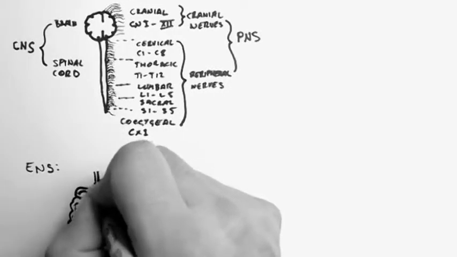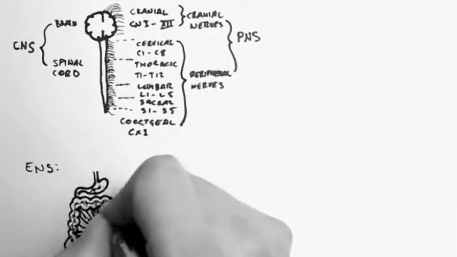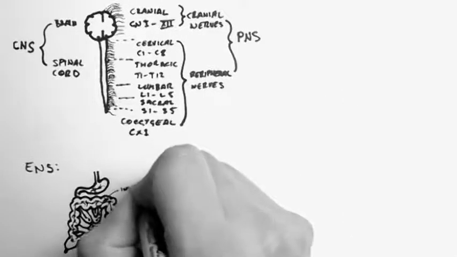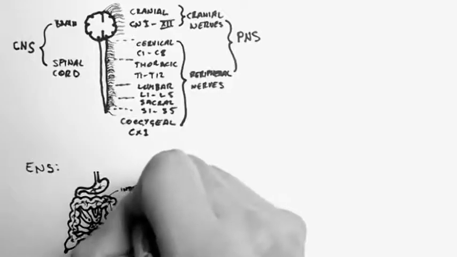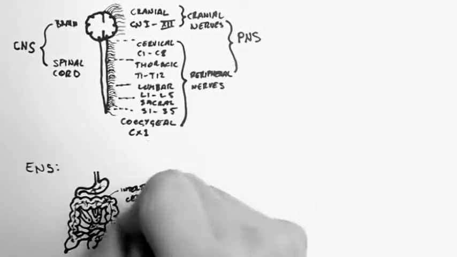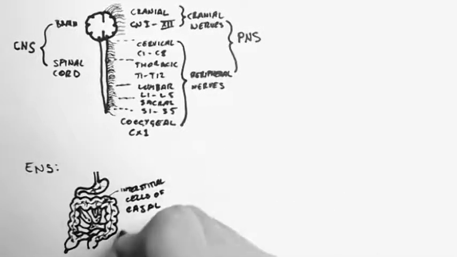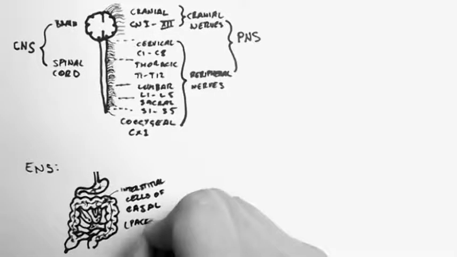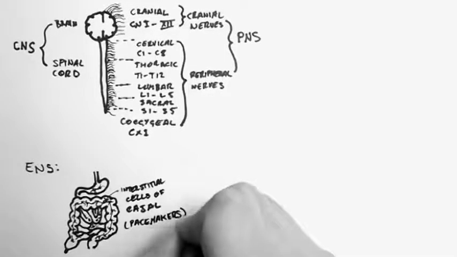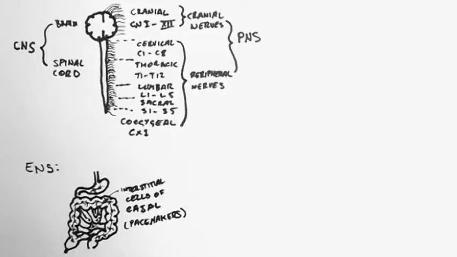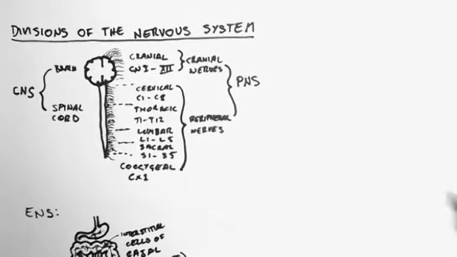control its contractions. Now this is done through a bunch of little cells and networks between these cells, and they're known as the interstitial cells of Cajal. And they're pacemaker cells, which basically allow for coordinated contraction.